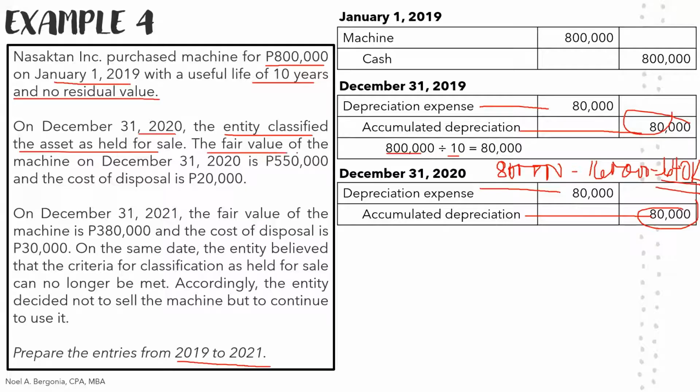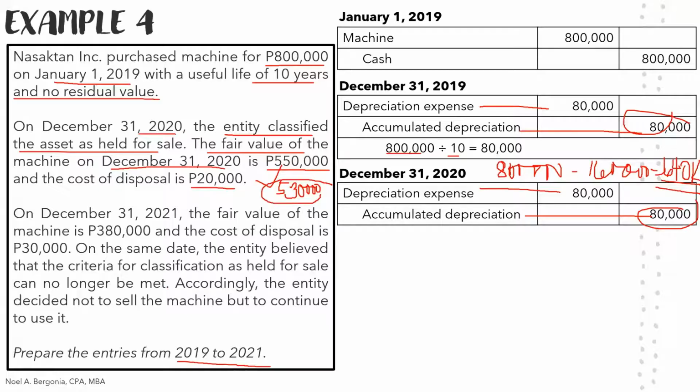The fair value of the machine on December 31, 2020 is 550,000 and the disposal cost is 20,000. So bali ang lumalabas nito is that we have 530,000 as the fair value less cost to sell. So mas mababa yon kesa sa ating carrying value, thus it should be recorded at 530,000.